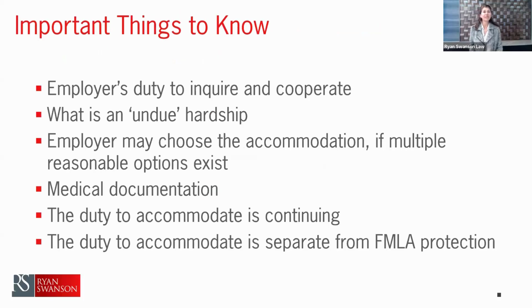So I want to go over some important things to know, and this is just a variety of things that I think it's very important for you to keep in mind as you work through accommodations for employees that may need them. So first of all, once an employer is on notice of something that's going to require accommodation, the employer has a duty to inquire about the nature and extent of the impairment. This is geared toward finding out how the impairment impacts the employee's ability to do their job.